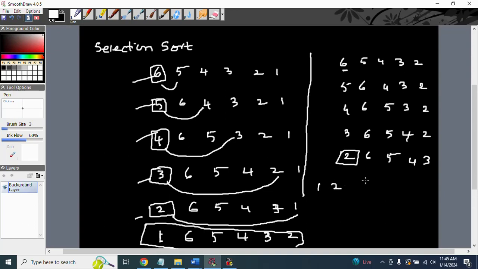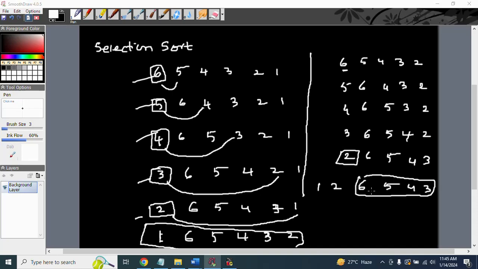What am I left with? I am left with 6, 5, 4, 3. So I repeat this process on the remaining elements. Means for the third element, 3 4, 3 5, 3 6 comparison will be done, and accordingly swapping is done. Then the fourth element, 4 5, 4 6. Then for the fifth element, 5 6 is the comparison. Like that, if I repeat this process till n minus 1, all my elements will be sorted. So this process is called selection sort.